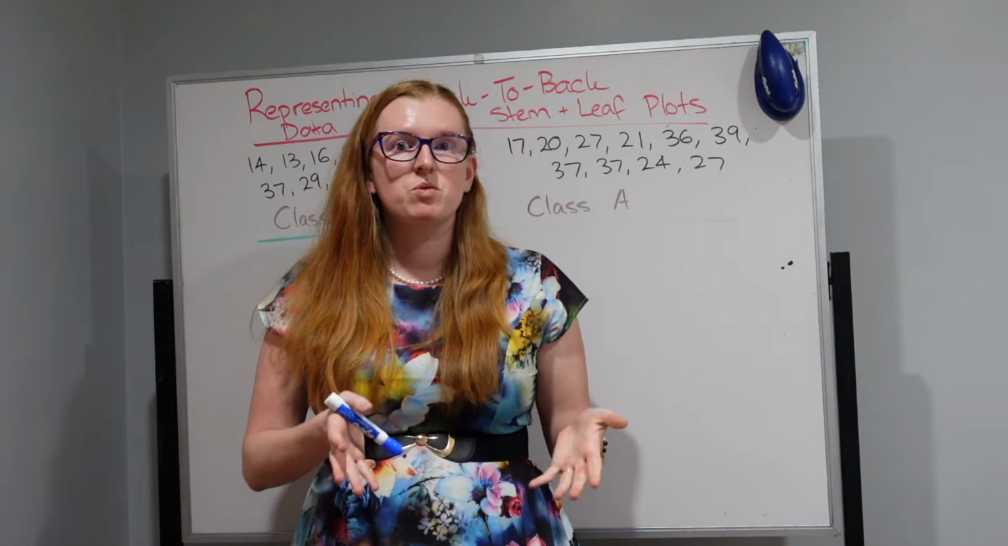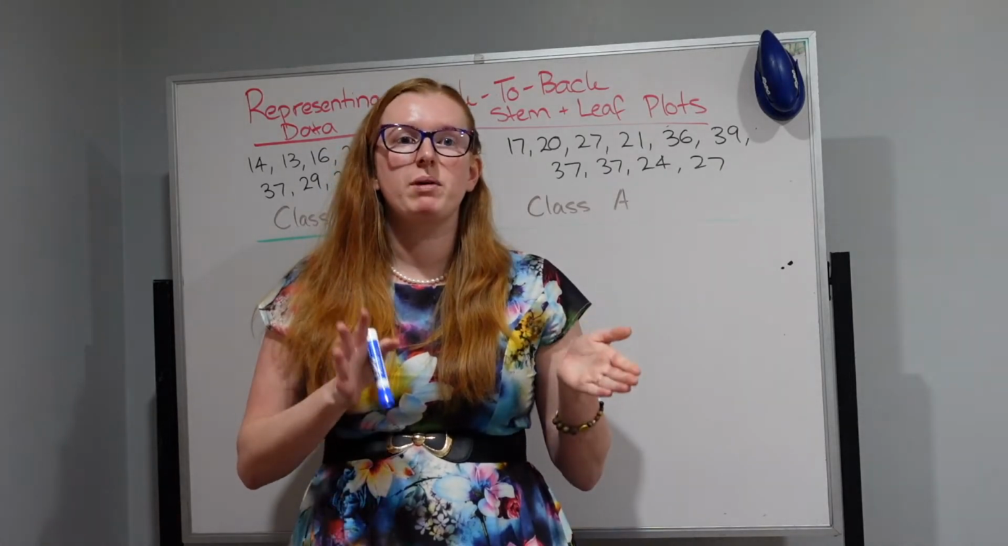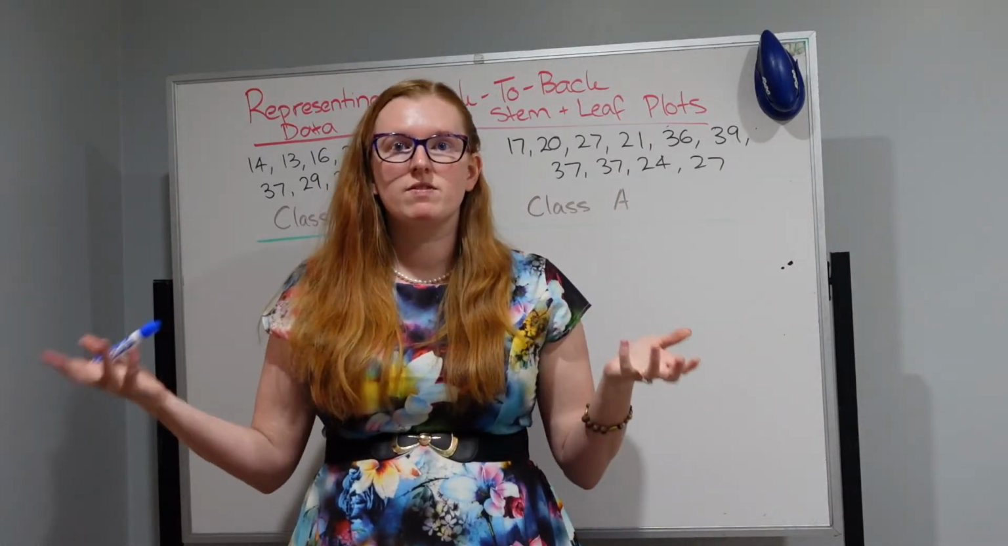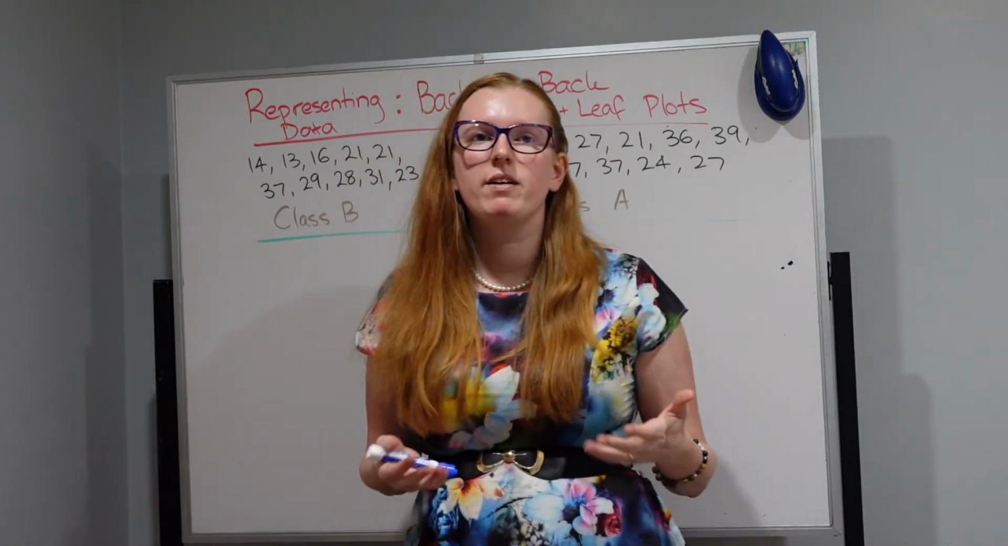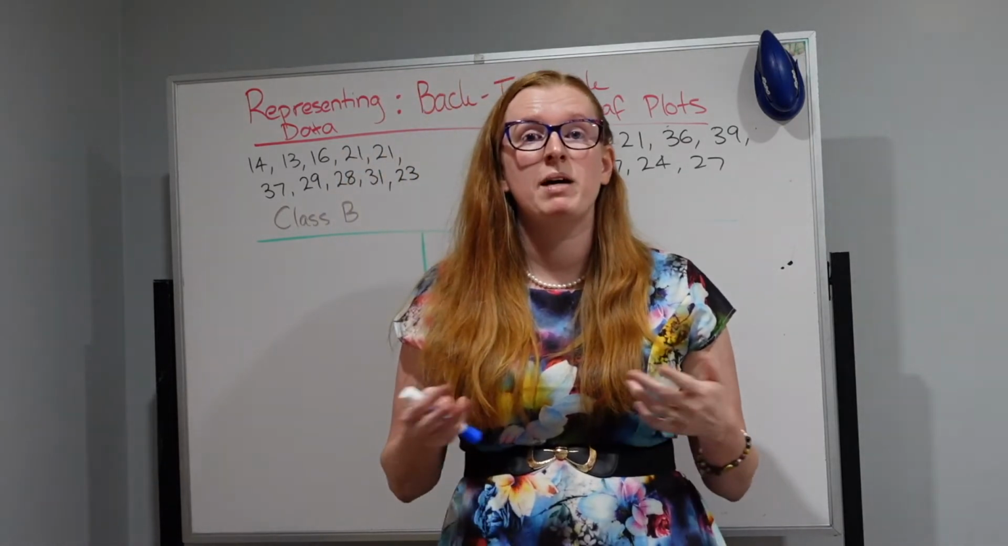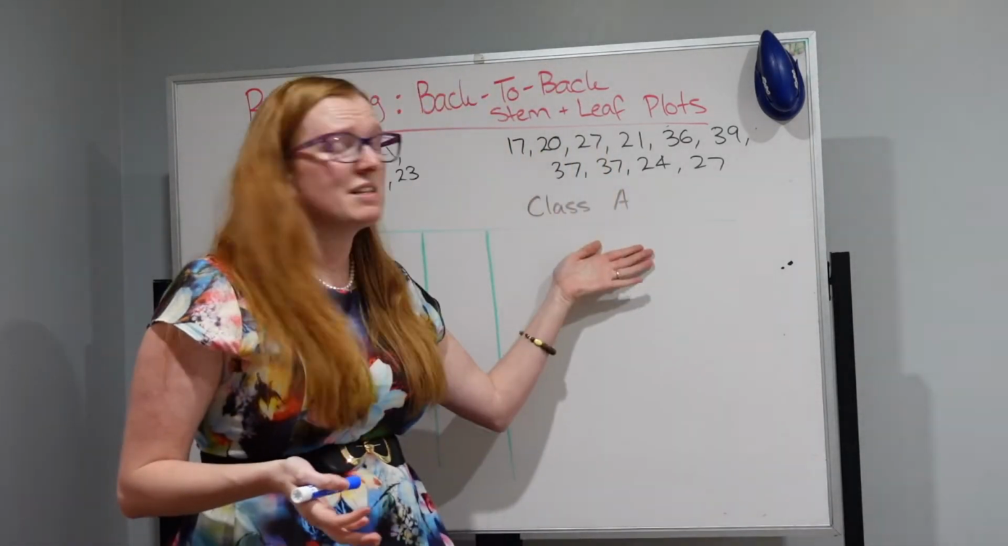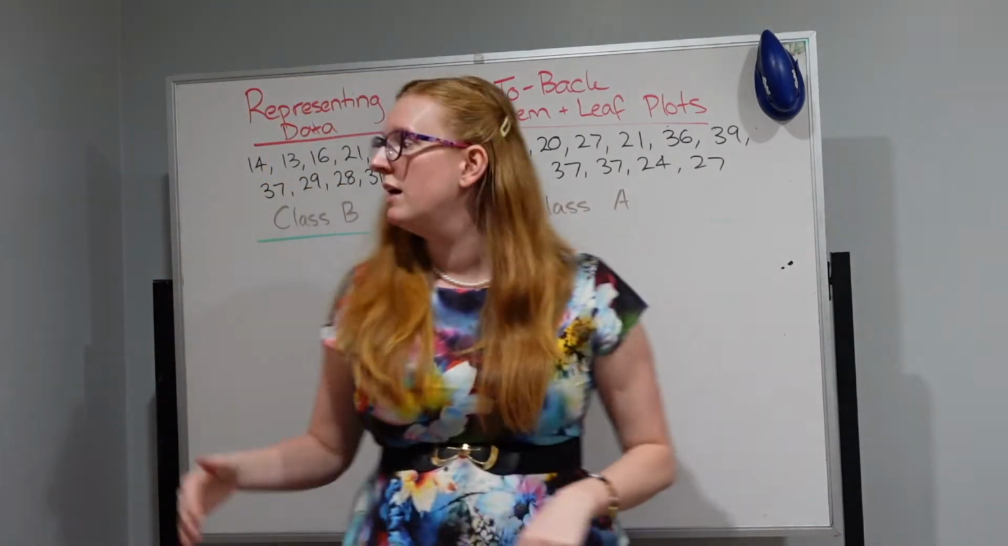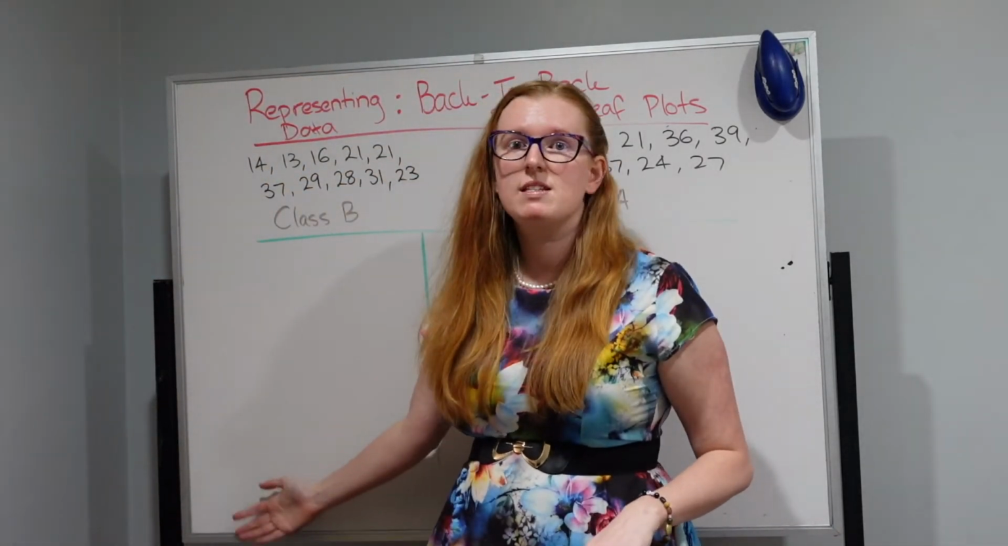Today I want to show you how we do back-to-back stem and leaf plots. So essentially they're the same as regular stem and leaf plots, except you're comparing two different lots of data. So for example, if I was comparing how two different classes went on a maths test, I'll have class A over this side on the stem and leaf plot, and class B on this side of the stem and leaf plot.